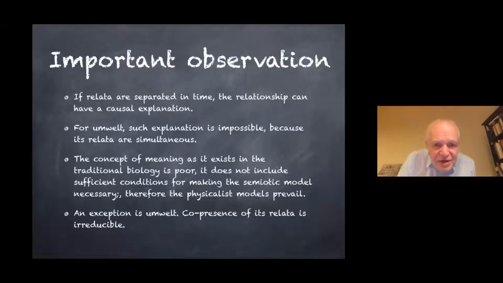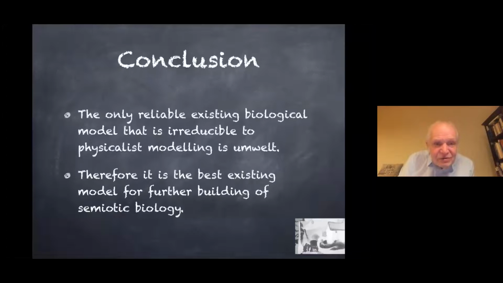The concept of meaning, as it exists in traditional biology, is poor. It does not include sufficient conditions for making the semiotic model necessary. Therefore, the physicalist models can prevail in those parts of biology, or those study programs. An exception is Umwelt, where co-presence in its relata is irreducible.